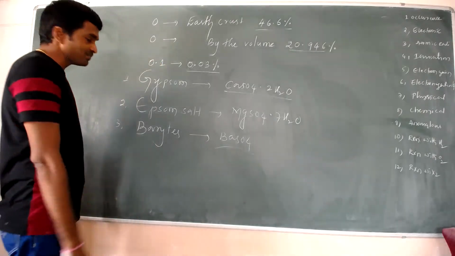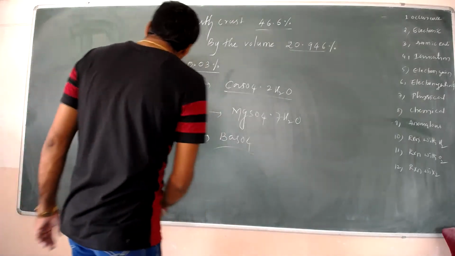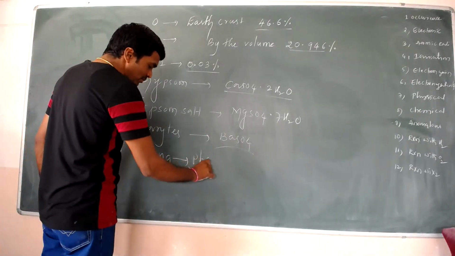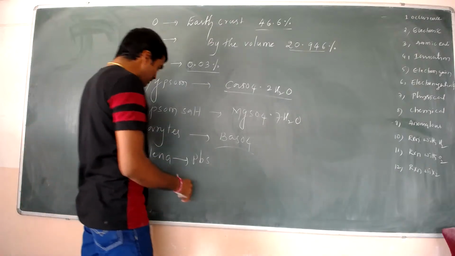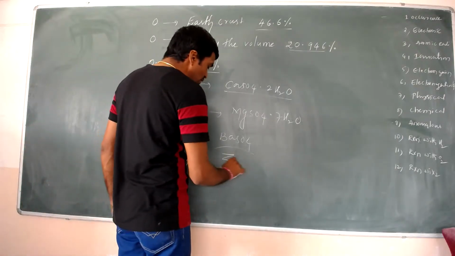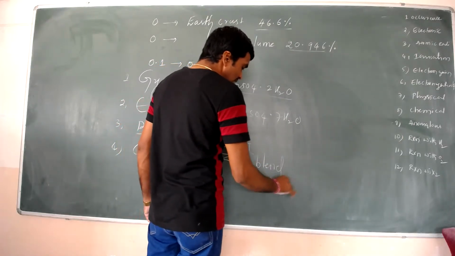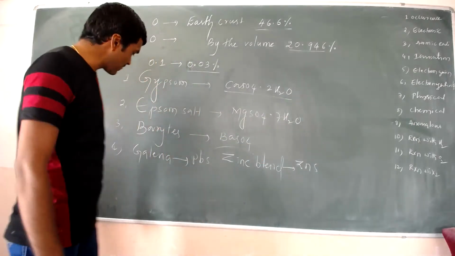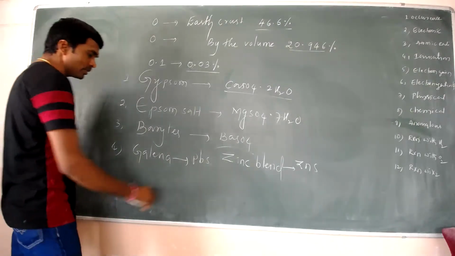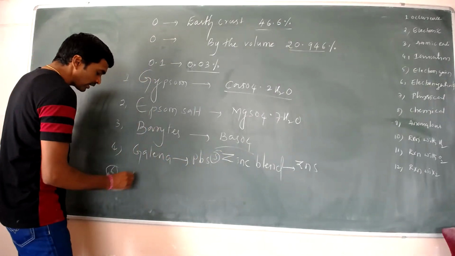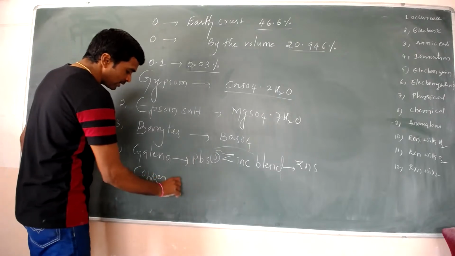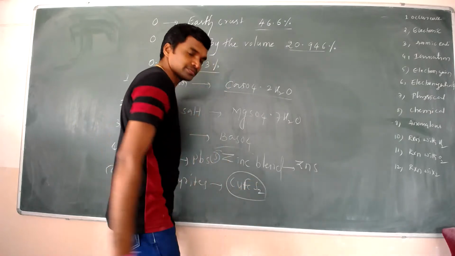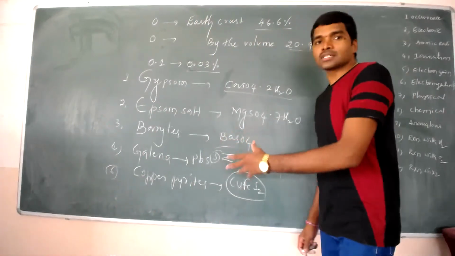Now, sulfur is also available in the form of sulfides: galena, formula PbS; zinc blende, formula ZnS; and copper pyrites, CuFeS2. So this is the availability of sulfur.